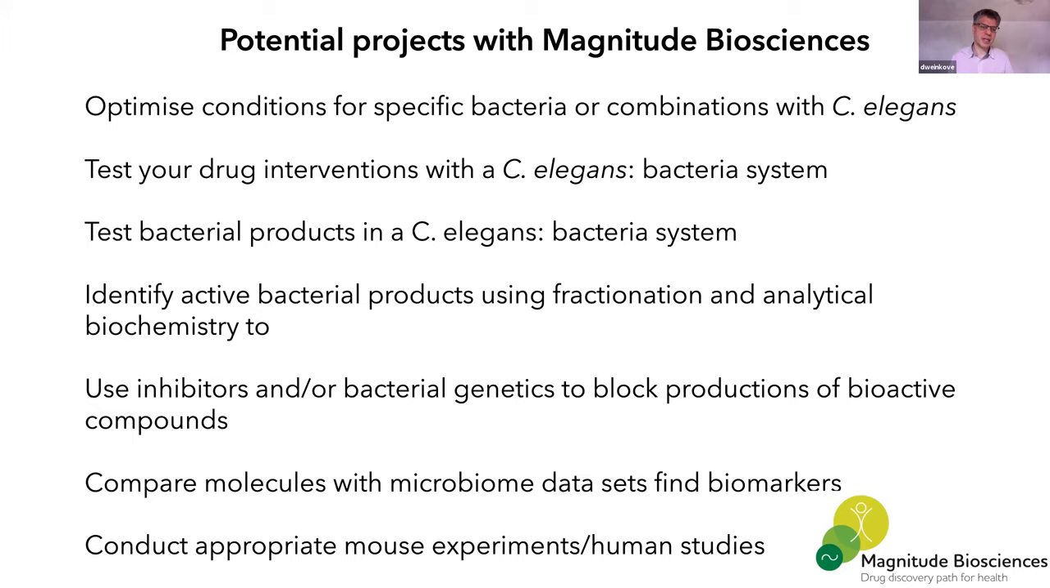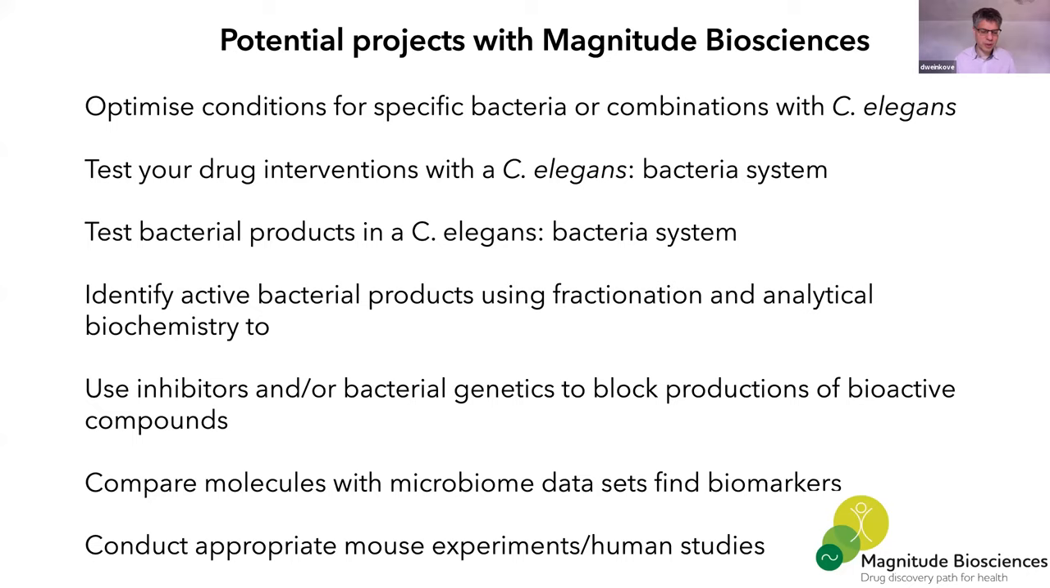Then we could test particular drug interventions in that C. elegans bacteria system. Or we could take particular bacterial products, as I've explained, in that system. And we could identify bacterial products using fractionation and analytical biochemistry. Once we get down to some of those bacterial products, we could use inhibitors or bacterial genetics to knock out relevant genes and block production of the bioactive compounds, to test whether they're affecting the health of the worm. And once we identify molecules, we could compare them with microbiome data sets to see which are associated with disease or particular conditions, to find sets of biomarkers that could help to track that disease in humans.